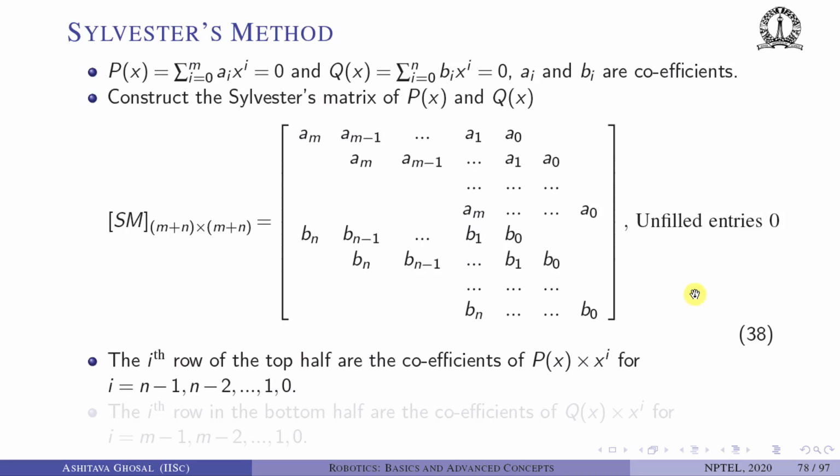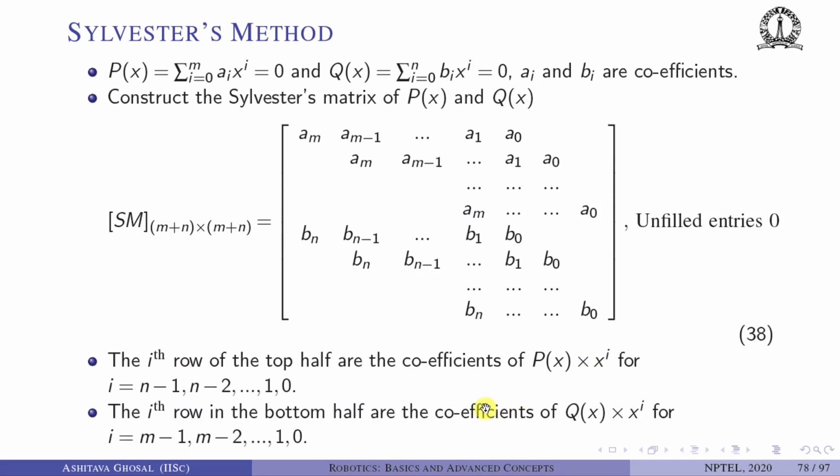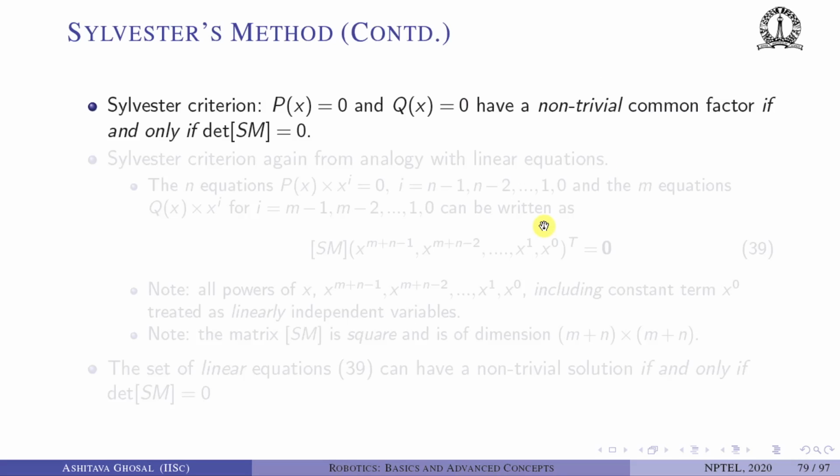As I have said, we are multiplying by x. So the ith row of the top half are the coefficients of p of x times x to the power i, for i equals n minus 1 to 0. And the ith row of the bottom half are the coefficients of q of x times x to the power i, for i equals m minus 1 to 0. So this matrix is of dimension m plus n by m plus n. And Sylvester's criterion is that the polynomials p of x equal to 0 and q of x equal to 0 have a non-trivial common factor, meaning a non-trivial solution x, if and only if the determinant of Sm equals 0.